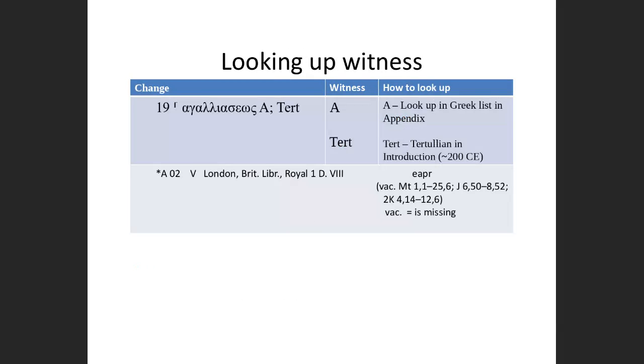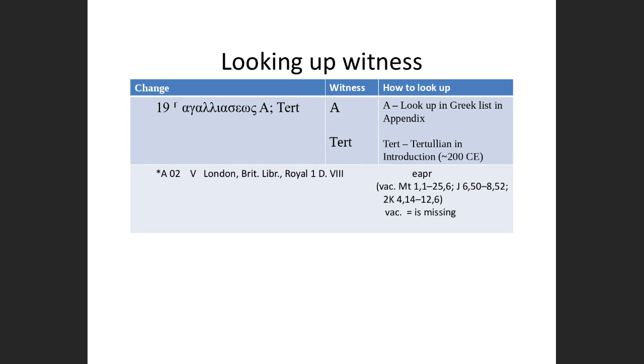So you have to determine what's the best one. You look at the references for the alternate text. Agalliaseos has A or Tertullian. So what do you do? Look up in the Greek list in the appendices, A, and you look up Tertullian. If you looked up A, you would find it's in the 8th century. Now, in the original write-up, I put all of this down so you don't need to look at it, but perhaps you're interested in actually looking it up, and this video provides you with that additional information.